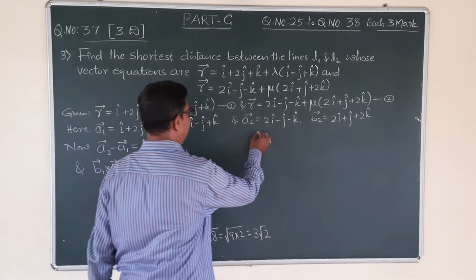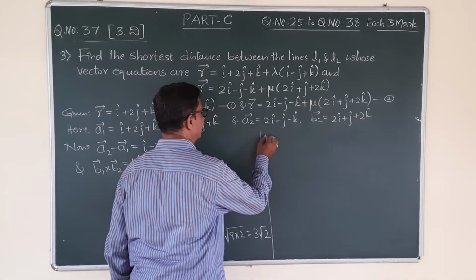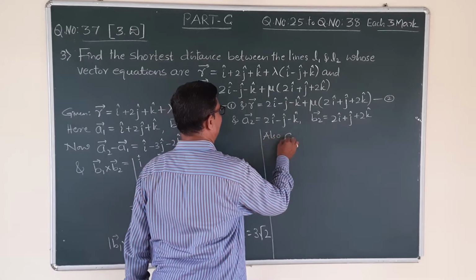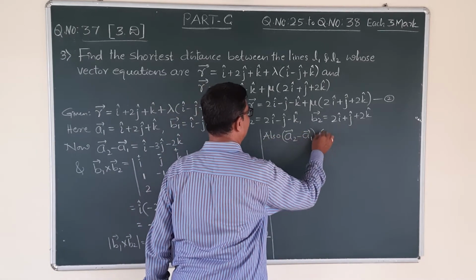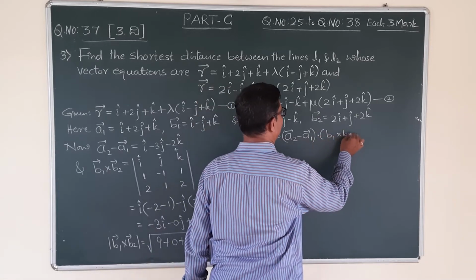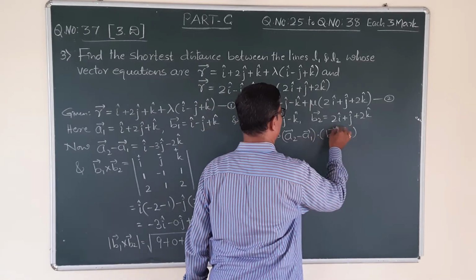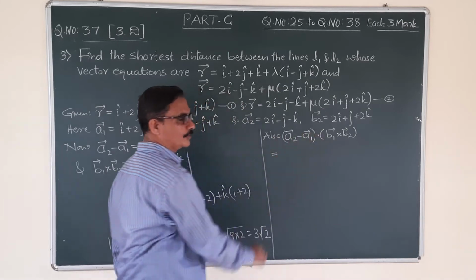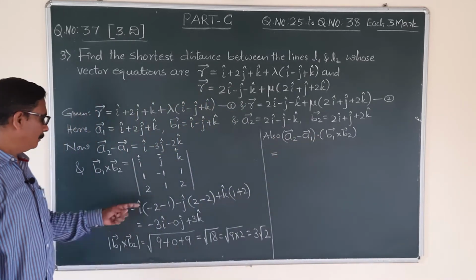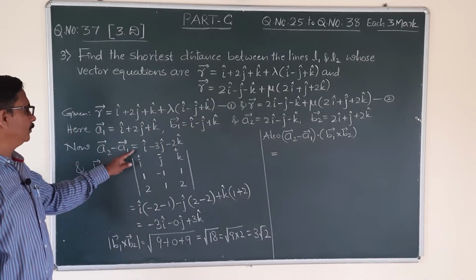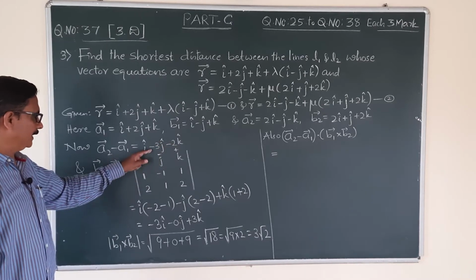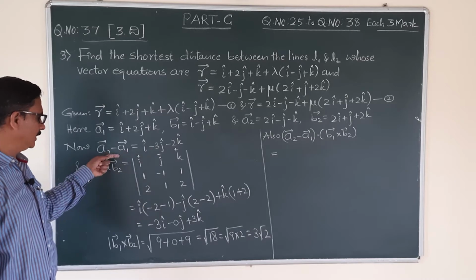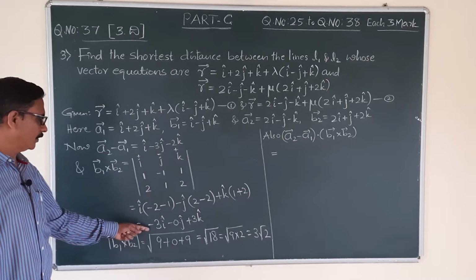Okay, then to find a2 minus a1 dot b1 cross b2, the dot product of these two vectors, by the definition of dot product, we multiply the corresponding elements. a2 minus a1 value is i minus 3j minus 2k. Now we multiply the corresponding elements of vector a2 minus a1 and b1 cross b2.